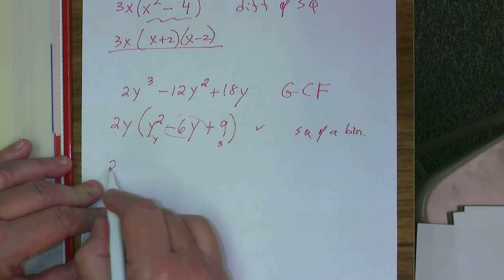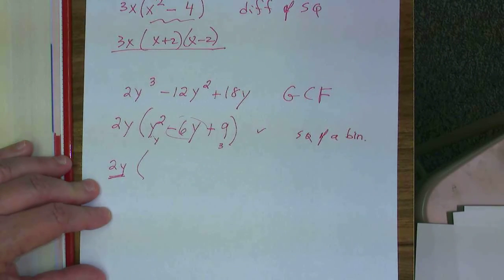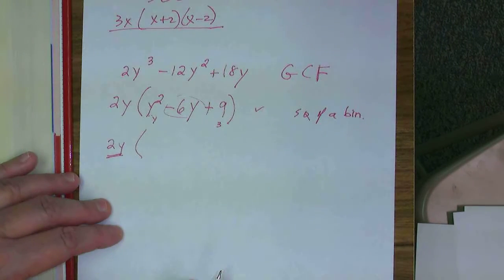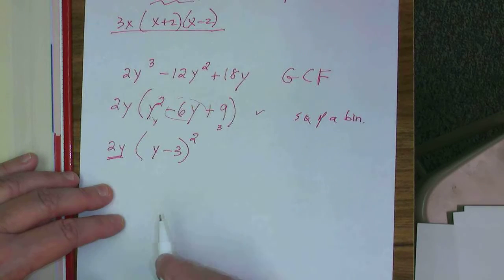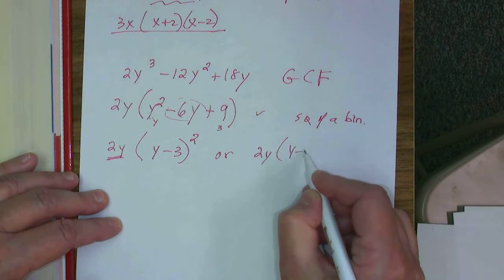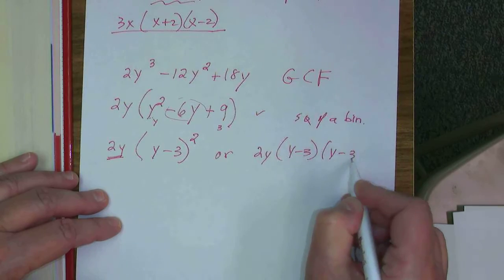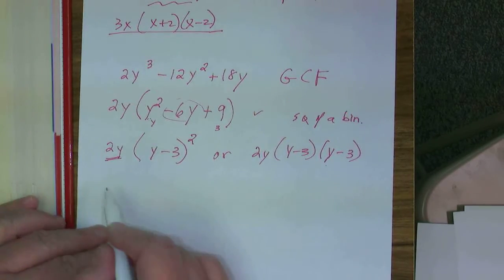Just abbreviate that. Don't forget the 2y. If you leave that off in a final answer, I have to take points off your grade because it is part of the answer. This is 2y times y minus 3 squared. You can write it y minus 3 times y minus 3. That's what y minus 3 squared means. So either one would be acceptable.